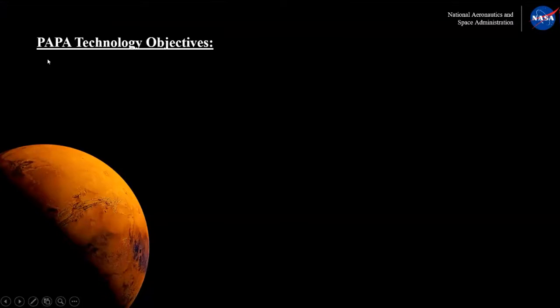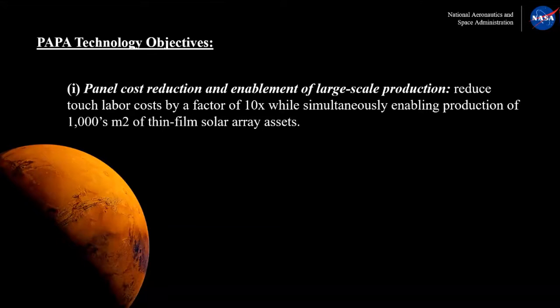So the PAPA technology objectives. The objectives of that robotic assembly that I just showed you are twofold, and I've hinted at them throughout. But certainly the first one in the near term is panel cost reduction, and like I really hit at, enable those large scale productions of either single assets or many assets. Essentially thousands of square meters of thin film solar array assets.